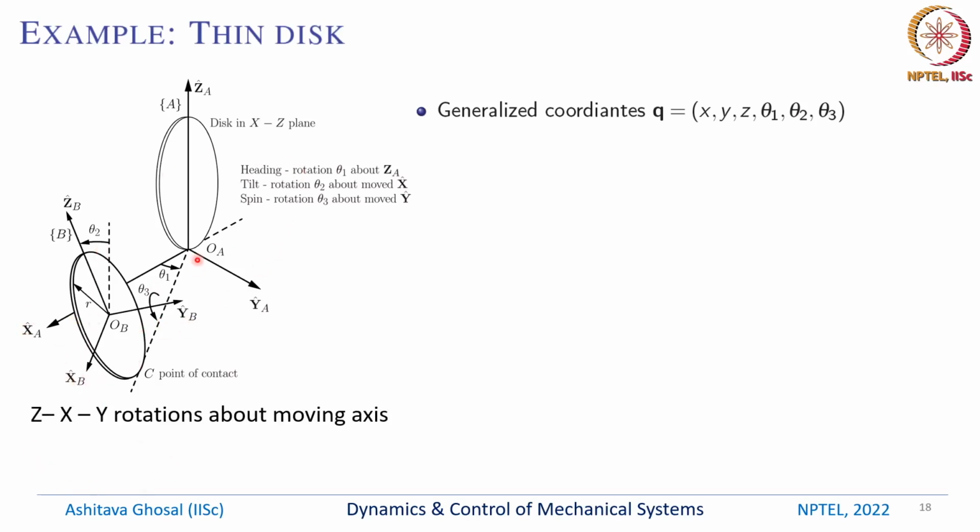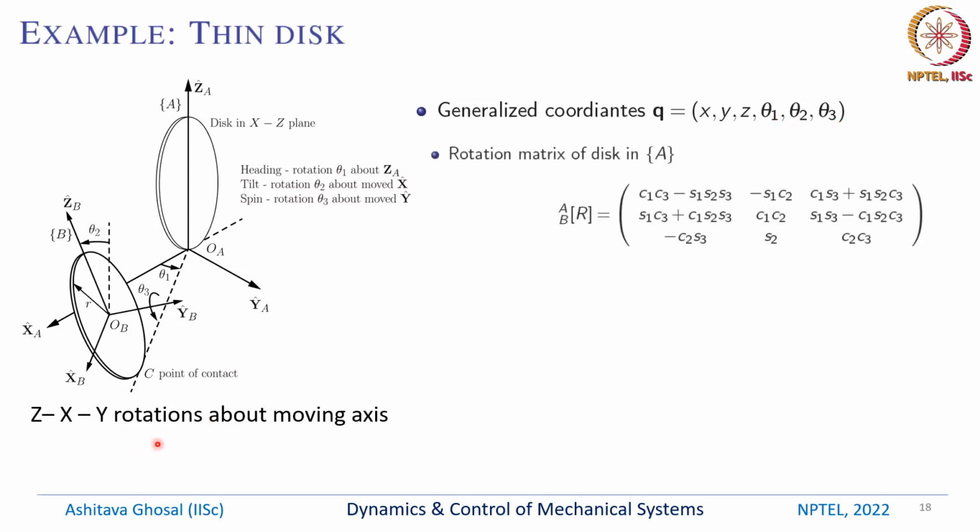So if you have this kind of angles, theta 1, theta 2 and theta 3, then the rotation matrix should contain z, x, y. So out of this theta 1, theta 2, theta 3, if you want to obtain the rotation matrix, we have to use z, x, y Euler angles. And this rotation matrix, which is A, B, R. B is this coordinate system which is attached to the moving, rolling disk, and A is the reference coordinate system. A, B, R can be written in terms of theta 1, theta 2 and theta 3 as sine and cosine of these angles.